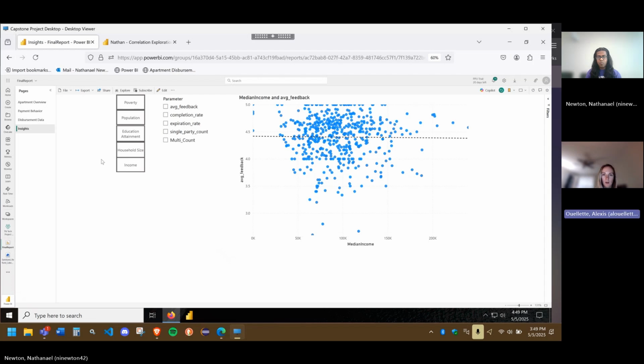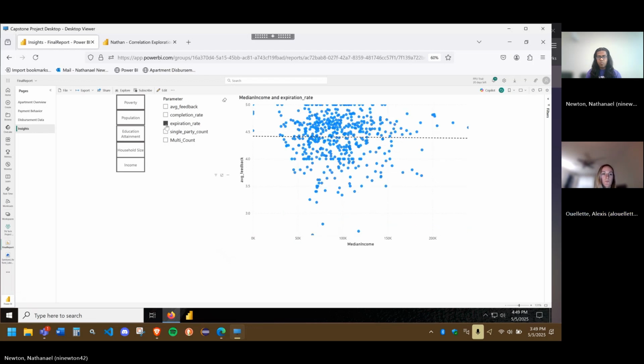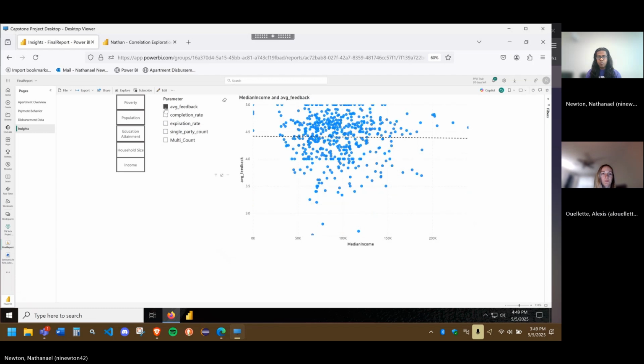And then for the income insights, we have the parameters to the left. And if you click on those, you'll see that the graphs are all very similar in the way that they do not have much of a correlation. I think that's it for income.